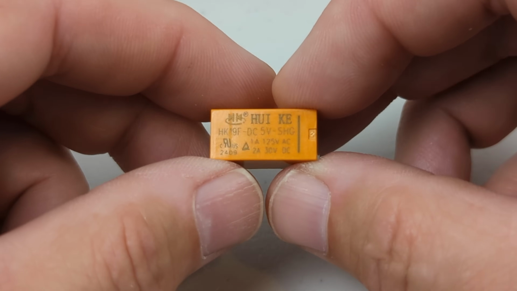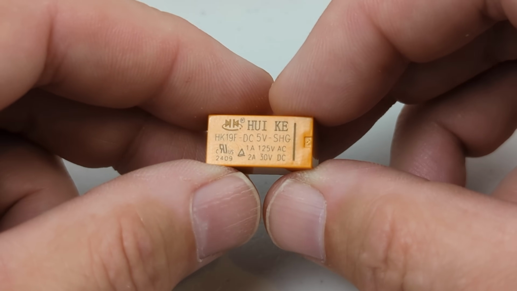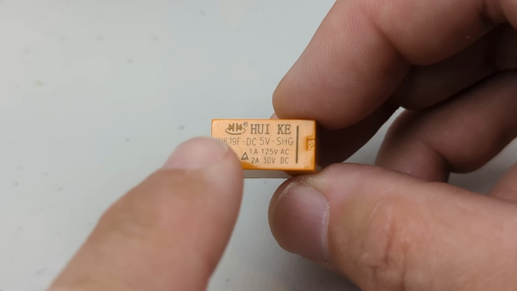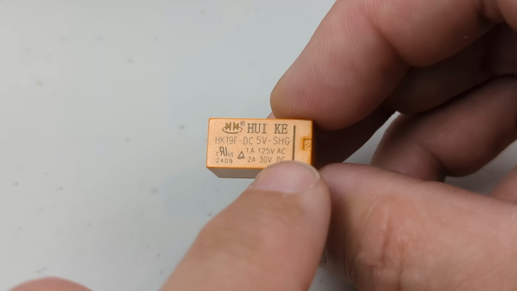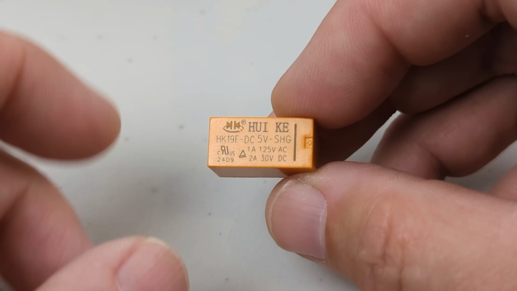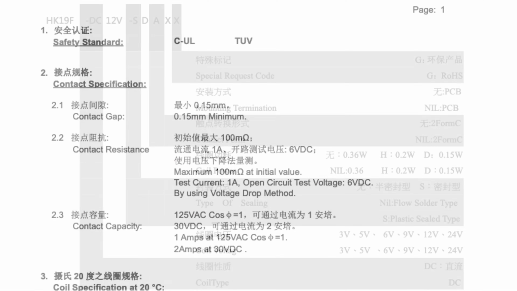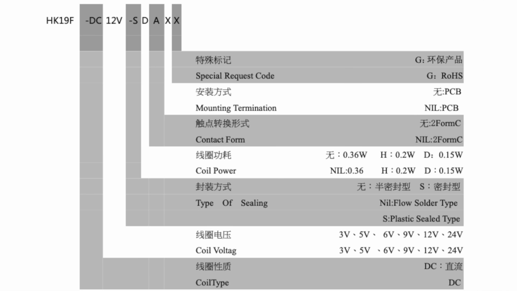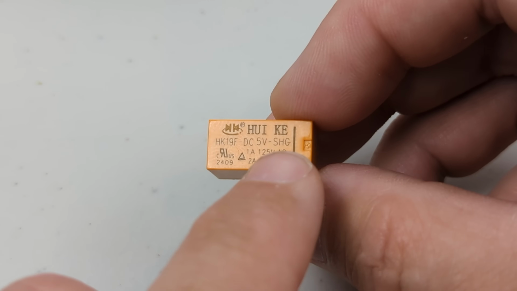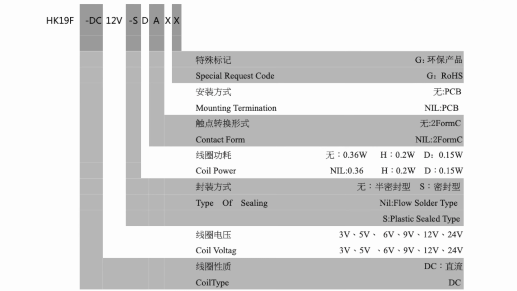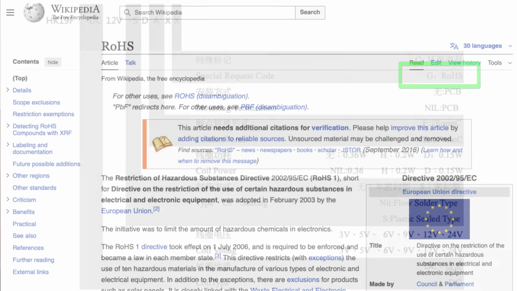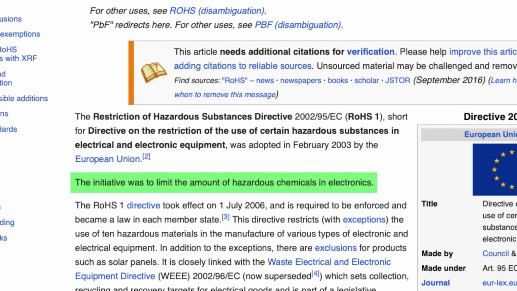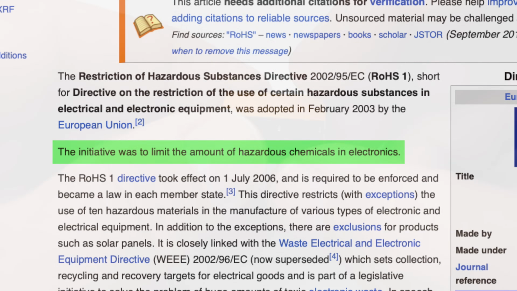Before we try to open this up, let's recap what we're dealing with here. After the model number, we see that this has a coil voltage of 5 volts. And then there's these three letters that are a bit more cryptic. According to the datasheet, the S means that the relay is plastic sealed, and the H indicates that the coil consumes 0.2 watts. But then we have this letter G, which means that this relay is ROHS compliant, which is pretty important since I do want to avoid hazardous chemicals whenever cutting or opening things up.